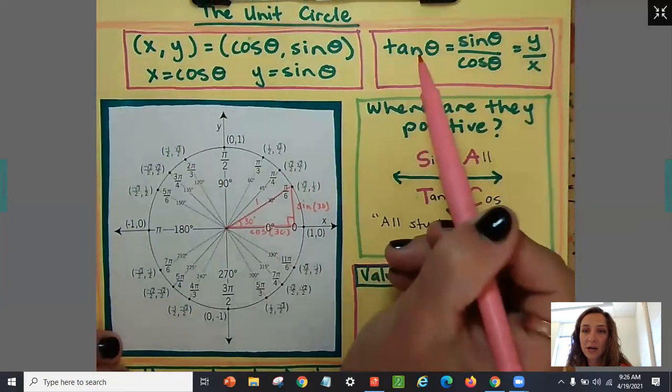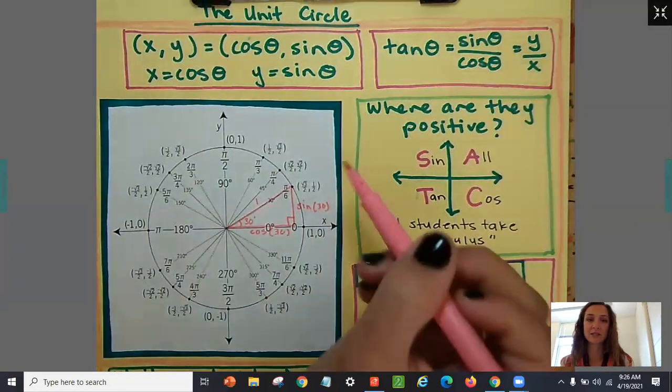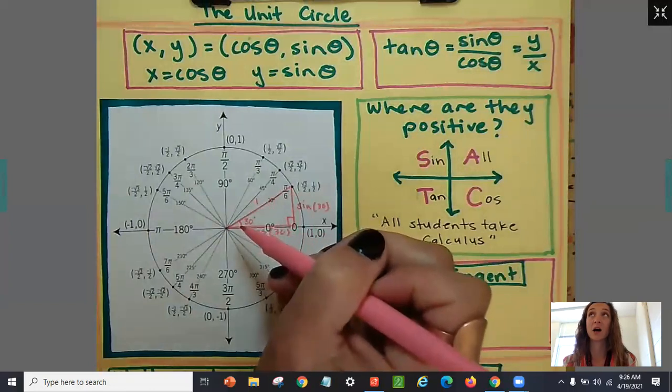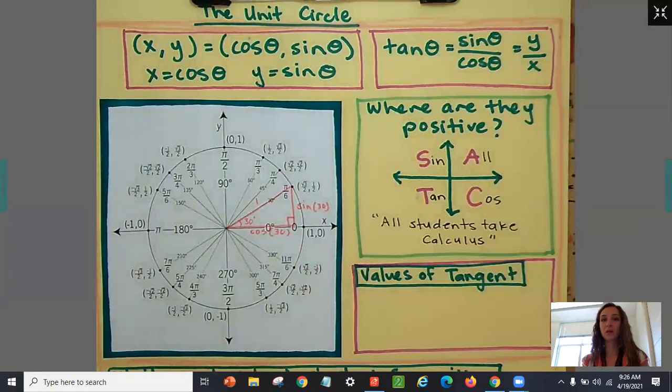And then our tangent is actually going to be sine divided by cosine, which is y over x. And I said this incorrectly. Tangent is opposite over adjacent, so it's sine over cosine, not cosine over sine.